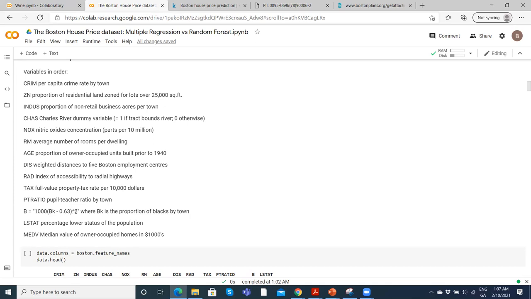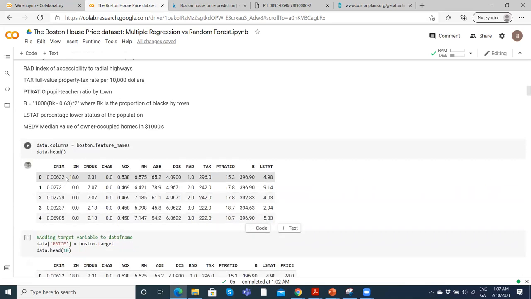This is a measure of the proportion of blacks by town. So this is the extent to which minority populations might be living in a given area, census tract. The percentage of lower status population, so people without certain educational attainment, the greater proportion without high school diplomas and so on, might indicate a drop off in property prices. And then we have the median value of the property in thousands of dollars.